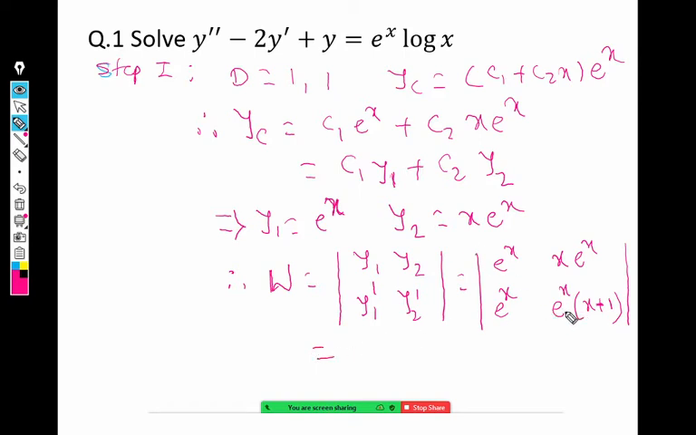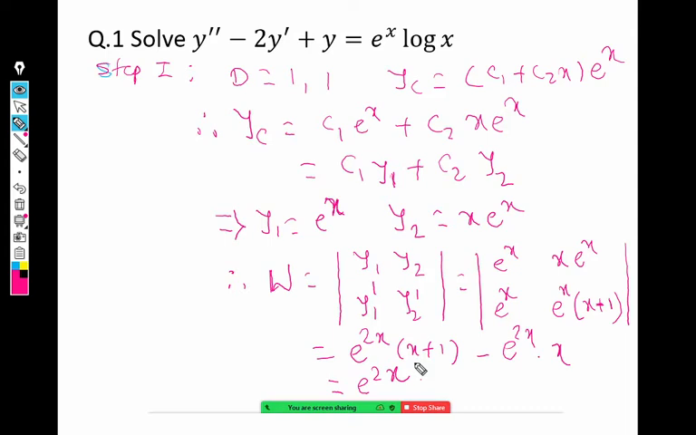So cross multiply. What is e raised to x into e raised to x? e raised to 2x. Correct. So e raised to 2x into (x plus 1) minus e raised to 2x into x. Out of that, e raised to 2x x gets cancelled and we're left with only e raised to 2x. So that is the end of the first part.